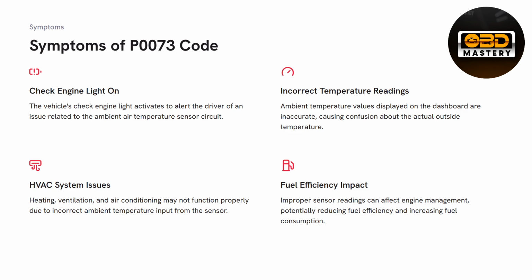Now, P0073 code, what are the symptoms? You're going to have a check engine light on, an incorrect temperature reading, HVAC system issues, and fuel efficiency impact. Now, right below is a detailed description of what each symptom is, so go ahead and read that if you want to, and go ahead and pause the video. But let's go ahead and move on now.